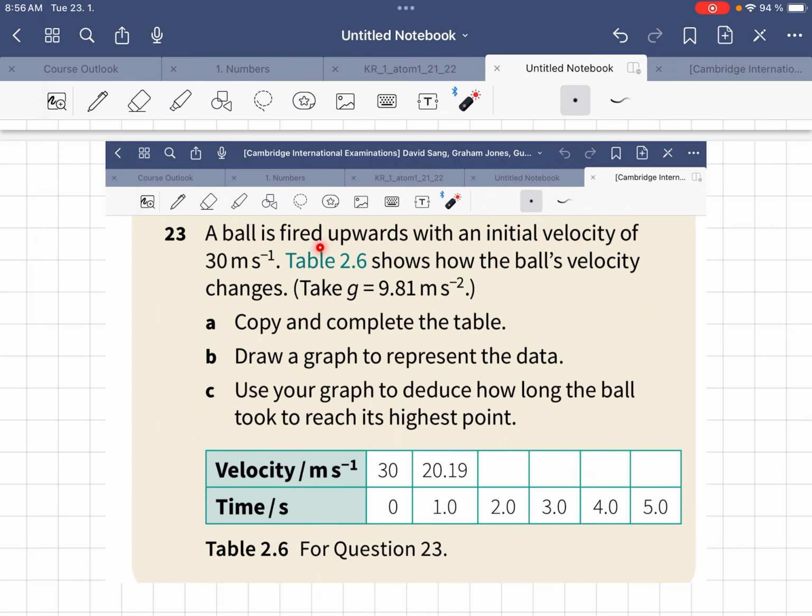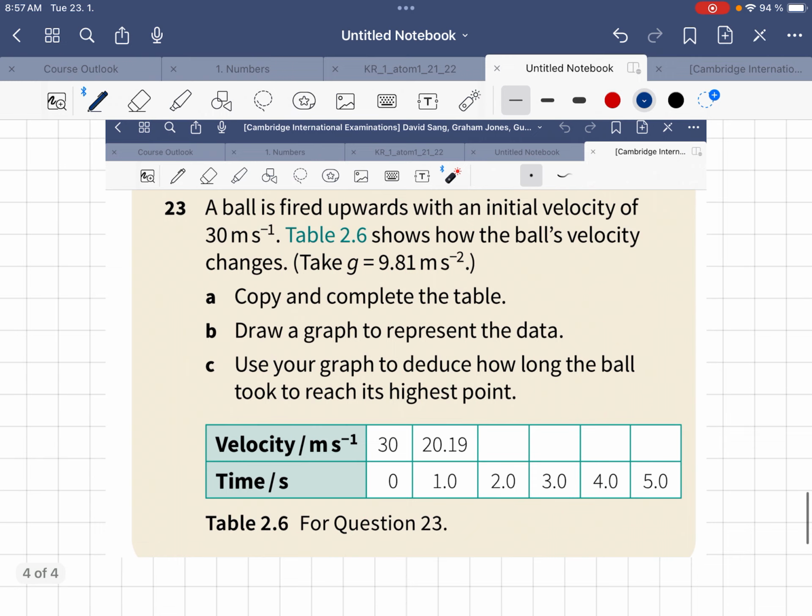A ball is fired upwards with an initial velocity of 30 meters per second. So the ball is thrown up with an initial velocity that you gave the ball of 30 meters per second. Table 2.6 shows how the ball's velocity changes. We just take the value of g as 9.81. So they already gave us g. We know what g is, we don't need to calculate g. Copy and complete the table. Draw a graph to represent the data, and use your graph to deduce how long the ball took to reach its highest point. So let's start and see what we can do here.